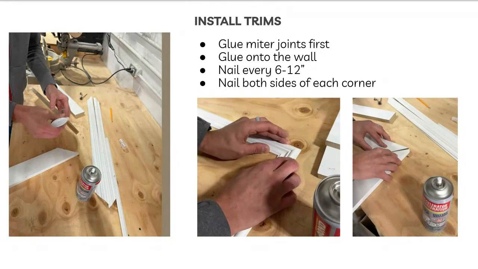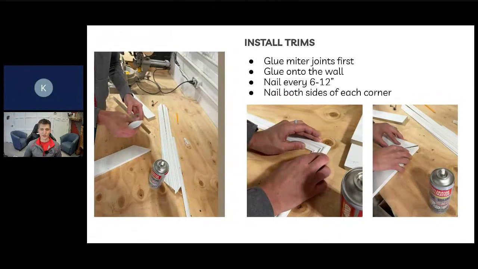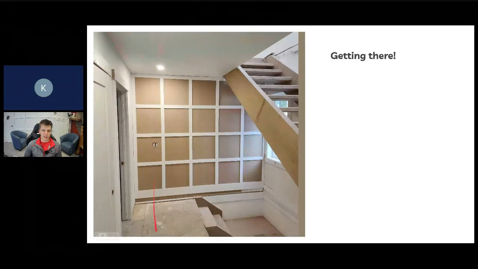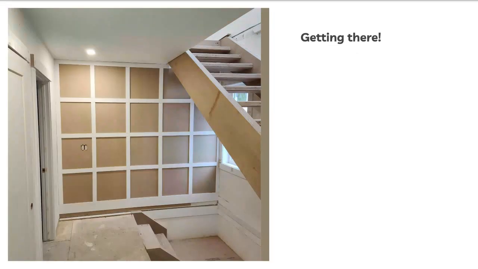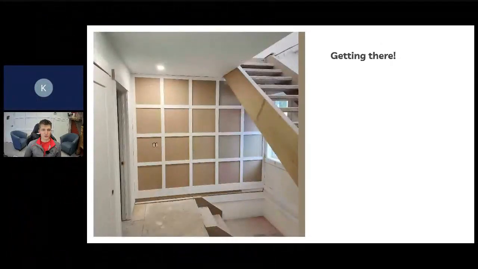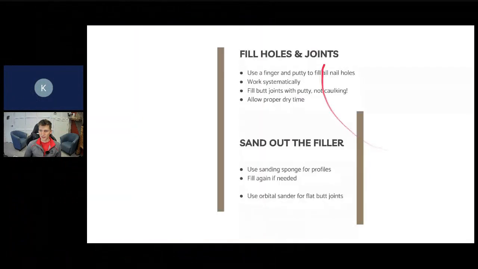So now we've got our trims. They're all installed onto the walls. And here's what that might look like. So the Jacobian paneling, you can see this all the way around. Those are installed. We have our rails here. We have our stiles here. And we're getting there. We're not done yet, but we're almost there.